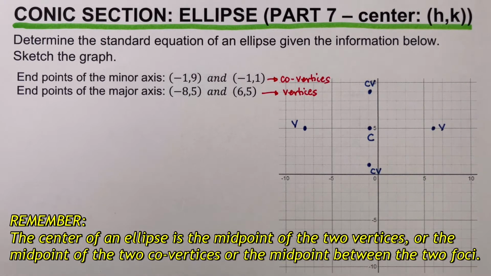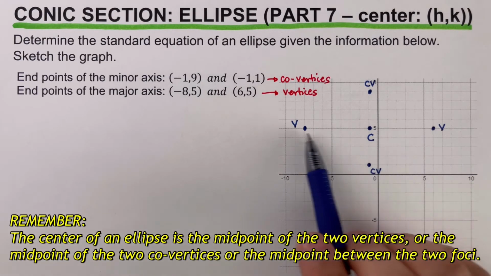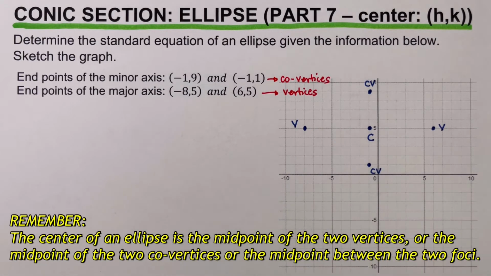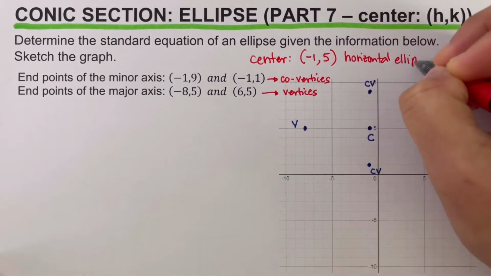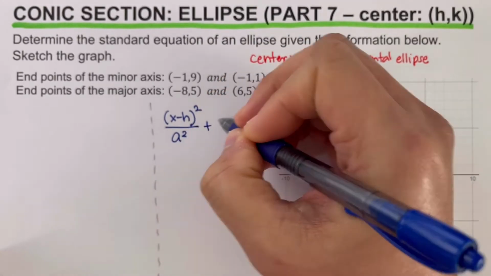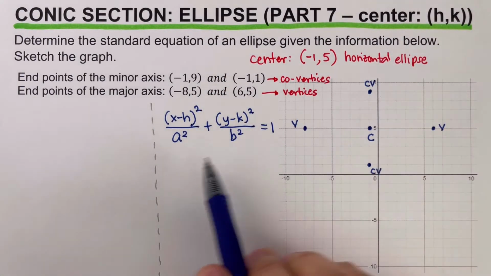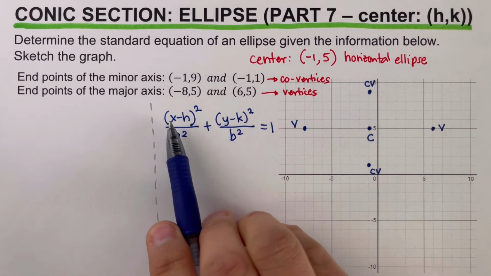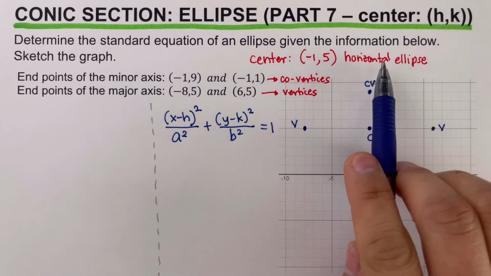This is an example of a horizontal ellipse because the two vertices are horizontal relative to each other. So I'm going to go ahead and write that information up here. Since this problem is an example of a horizontal ellipse, our a squared will be under the x squared. So this is the general equation for a horizontal ellipse.